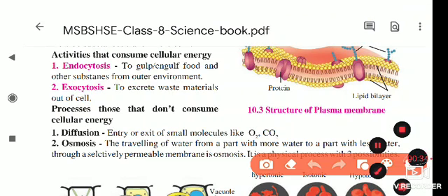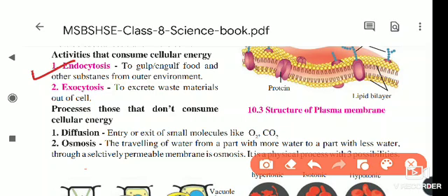Yesterday I told you that there are two types of activities that consume cellular energy. First is endocytosis and second is exocytosis. Endocytosis means to engulf, or to take in, or to swallow food and other substances from the outer environment. This is called endocytosis. And to excrete the waste material out of the cell is called exocytosis.